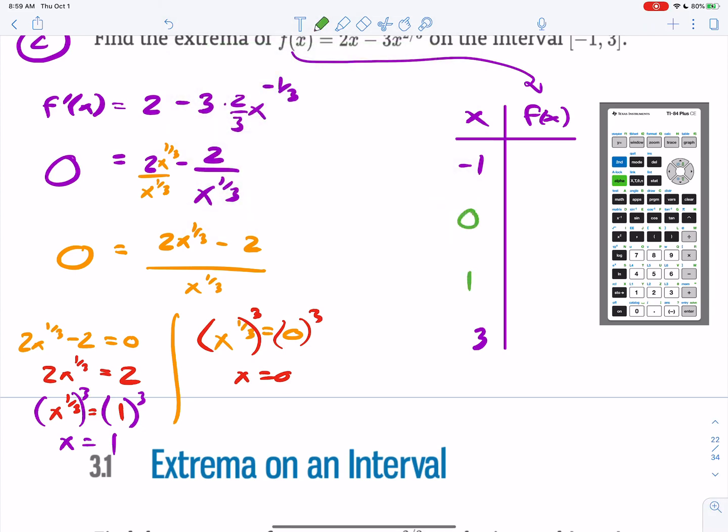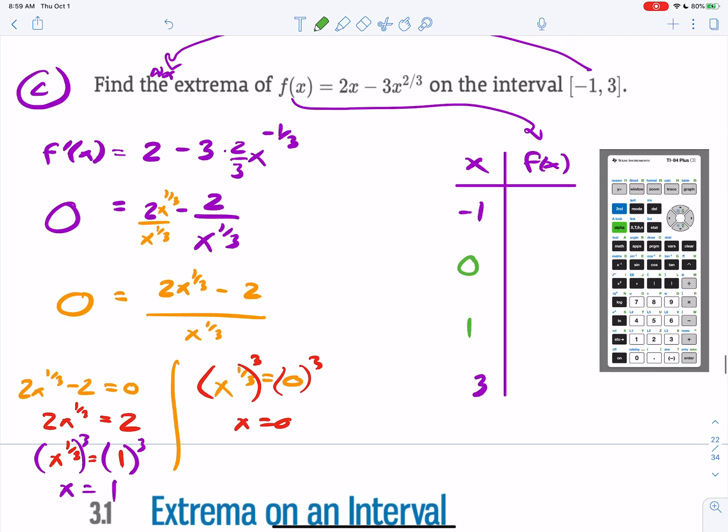Now again, if you found critical numbers that are outside of your interval, you don't use it, okay? Because you're only worrying about the highest and the lowest within that interval. Okay, so here we go again. That's the tough part. The easy part is just letting the calculator do all the work.